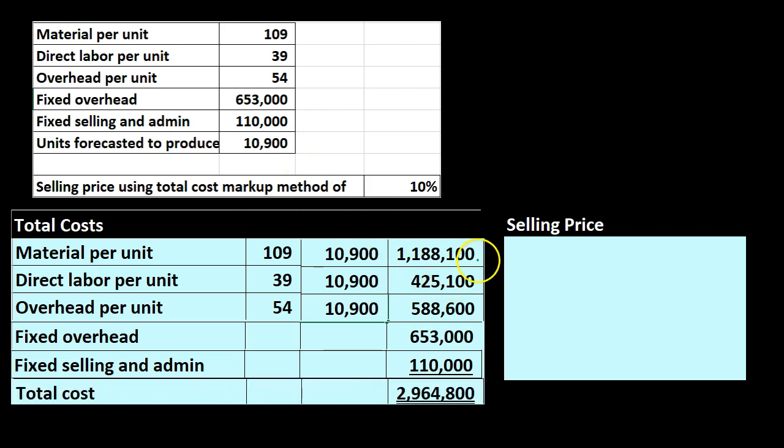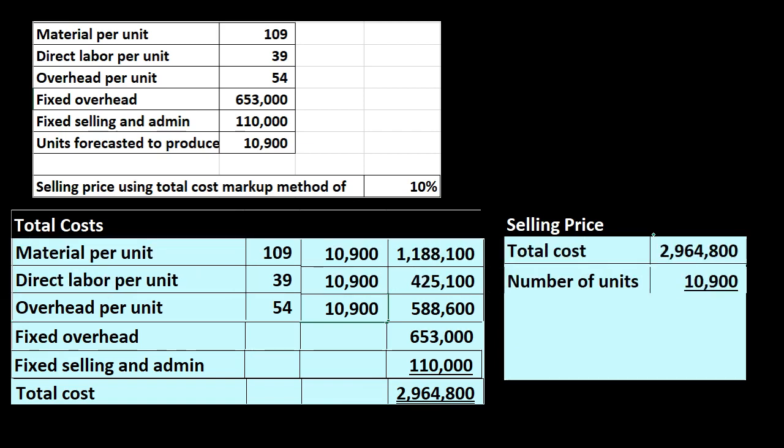So if we add all these up, the total cost, if we add up this outer column, is 2,964,800. That's our total. Now we're going to use that to create our selling price. So we're going to take those total costs and divide them by the number of units, which is 10,900. That's going to give us our cost per unit. So our cost per unit is 272. That's what we think it's going to cost for each unit.